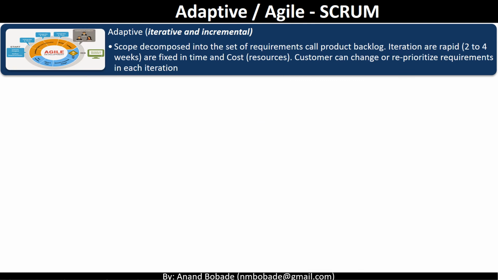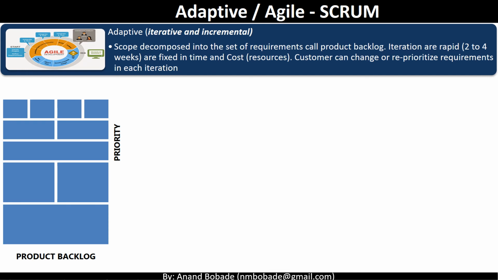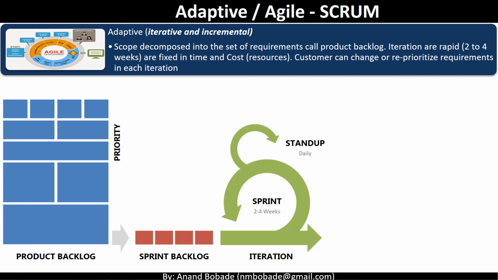Let's understand how agile works. In agile, scope is decomposed into a set of requirements called the product backlog, and it goes through prioritization by the business. Requirements to be delivered for each sprint are agreed in the sprint backlog. This is also referred to as the scope of that particular sprint. Iterations are rapid, 2 to 4 weeks, and are fixed in time and cost.